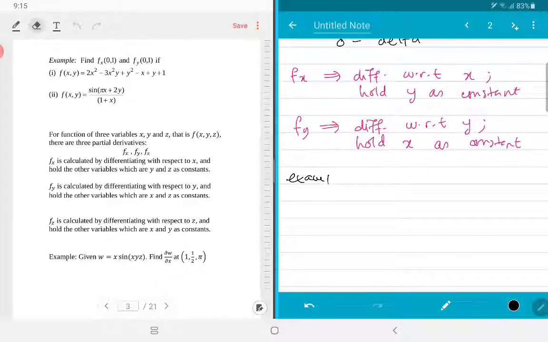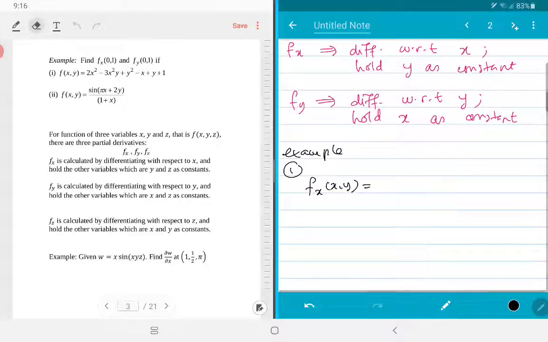First example, we have f(x,y) is equal to 2x squared minus 3x squared y plus y squared minus x plus y plus 1. And we want to find the value of fx at (0,1) and also fy at (0,1). But before we can get the value of the partial derivative, we have to find the partial derivative first. So what you do is you differentiate a term at a time, at any point (x,y).